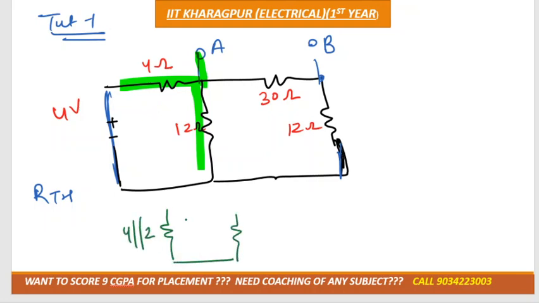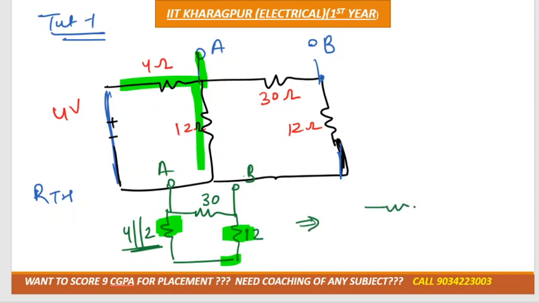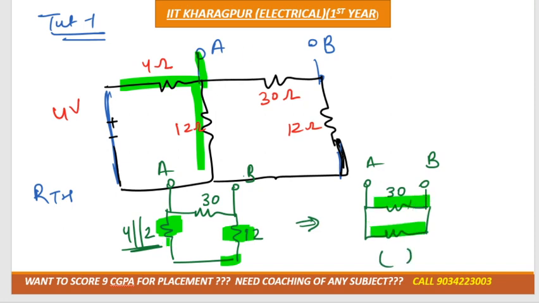Now, 12 ohm will remain as it is. Now, the diagram would be like this. Okay. Now this resistance 4 parallel 12 and 12, these two resistances are connected in series or in parallel? They are connected in series. Good. Now this one and 30 ohm, these two are connected in series or in parallel? How we'll calculate, right? Okay.